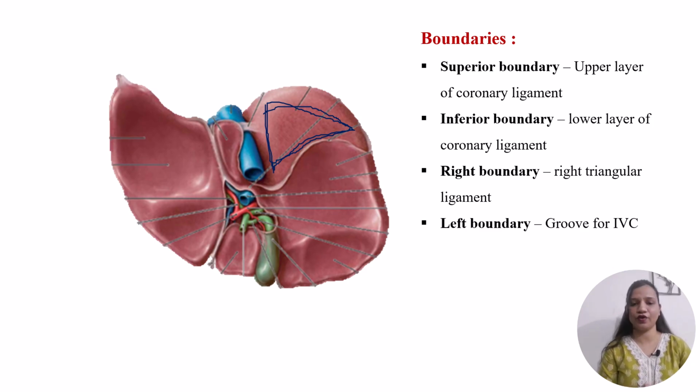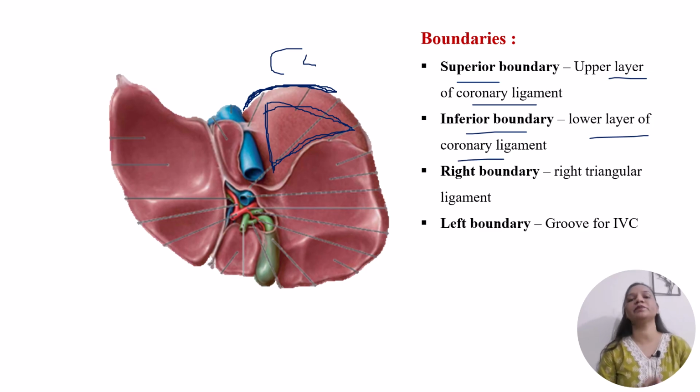The boundaries of the bare area include: the superior boundary is formed by the upper layer of the coronary ligament, as I have already mentioned in the previous slide, that the coronary ligament is present on the superior surface of the liver. So, the upper boundary is formed by the upper layer of the coronary ligament. The inferior boundary is formed by the lower layer of the coronary ligament.